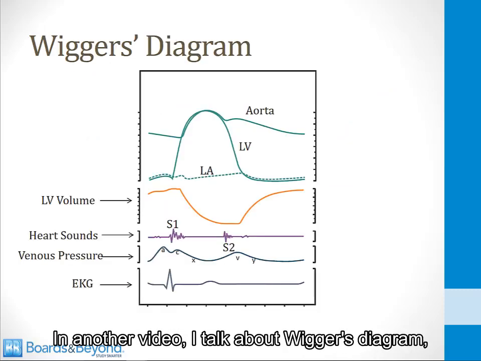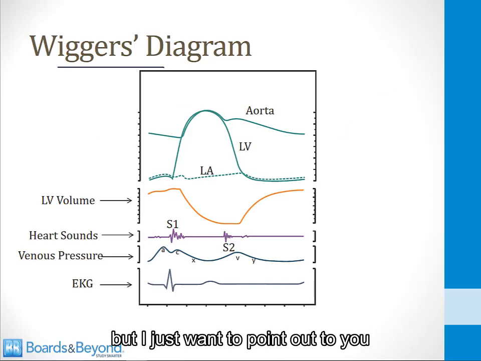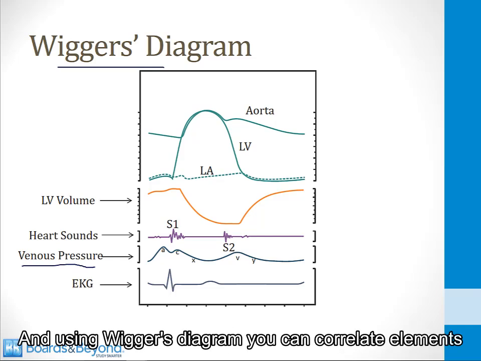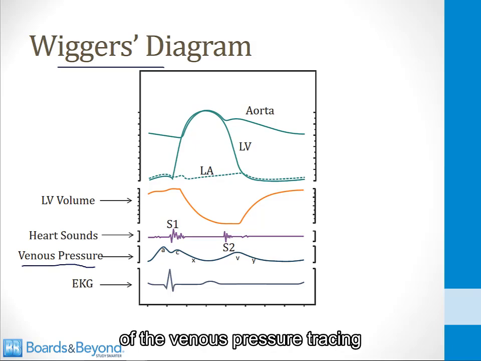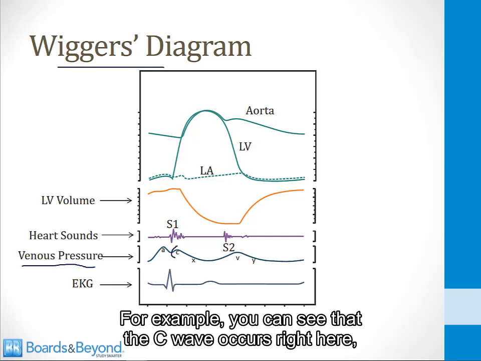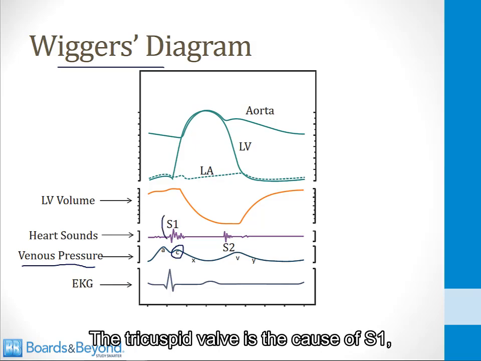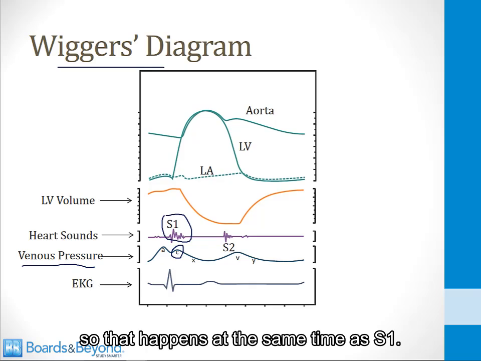In another video, I talk about Wigger's diagram, but I just want to point out to you that the venous pressure curve is a portion of Wigger's diagram, and using Wigger's diagram, you can correlate elements of the venous pressure tracing with other events in the cardiac cycle. For example, you can see that the C wave occurs right here. That's closure of the tricuspid valve. Closure of the tricuspid valve is the cause of S1, so that happens at the same time as S1.